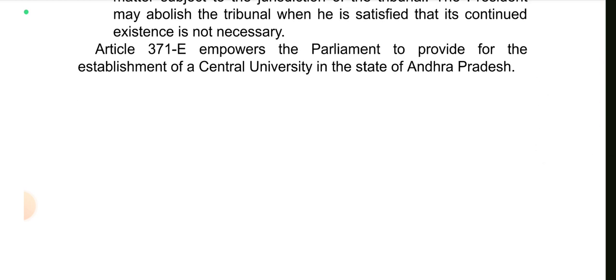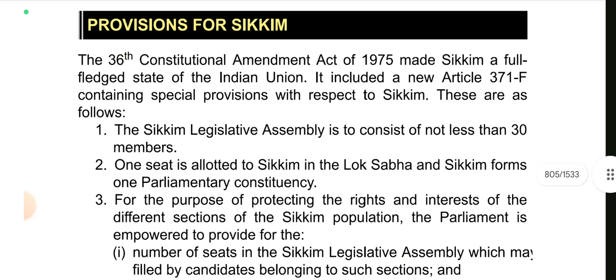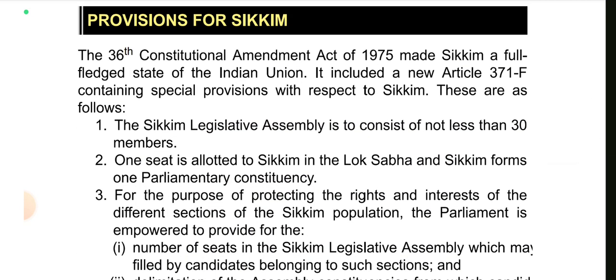Article 371E empowers the Parliament to provide for the establishment of a central university in the state of Andhra Pradesh. Provisions for Sikkim. The 36th Constitutional Amendment Act of 1975 made Sikkim a full-fledged state of the Indian Union. It included a new Article 371F containing special provisions with respect to Sikkim.